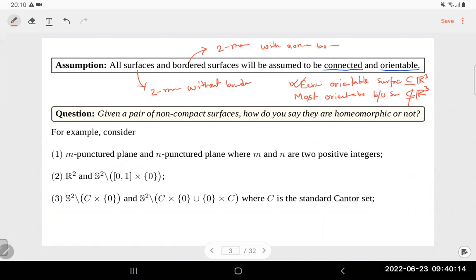Just one question. Is the zoom enough, or do I need to make it larger? Can you see the words, or is it enough? Yeah, it's okay, then it is fine.